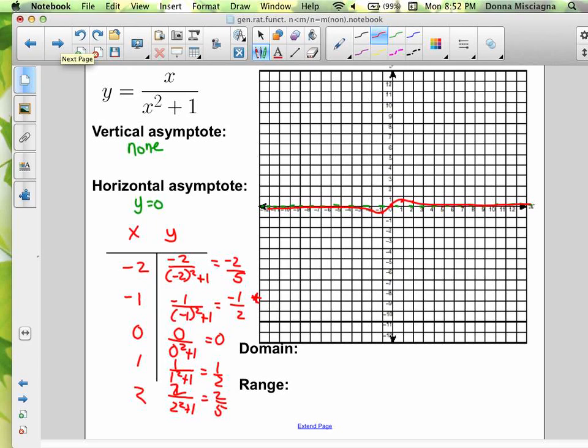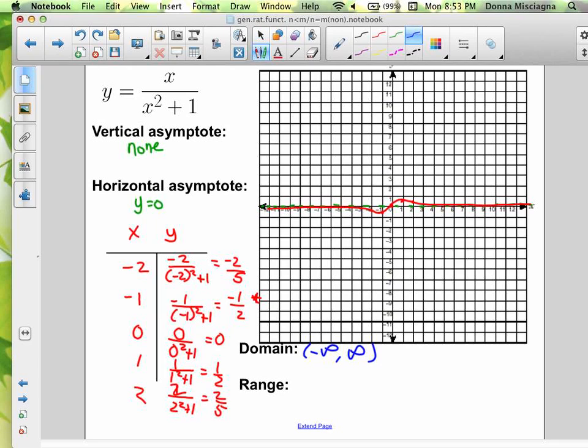So this is one of our more unique graphs. Like I said, we can get some different shapes here once we start adding something squared in our denominators and numerators. Our denominator has to always be positive, but our numerator can be negative. And we have no vertical asymptotes, and so it creates this shape. Our domain is all real numbers.